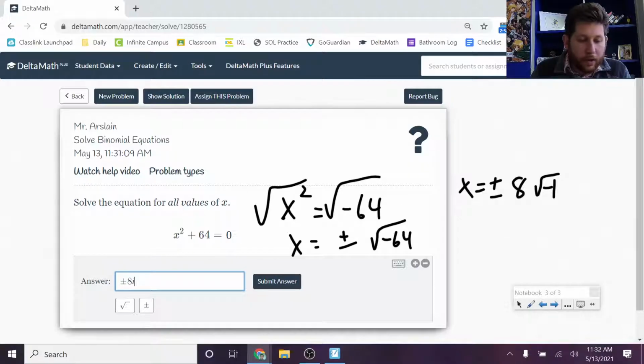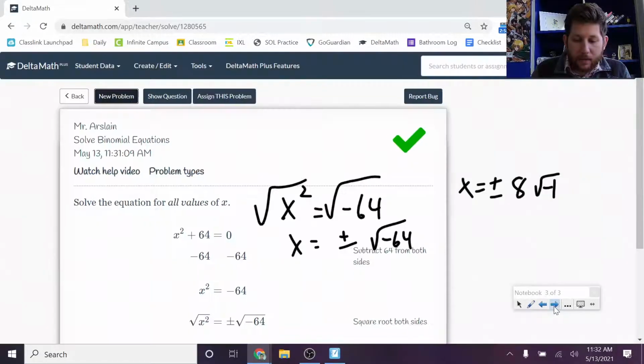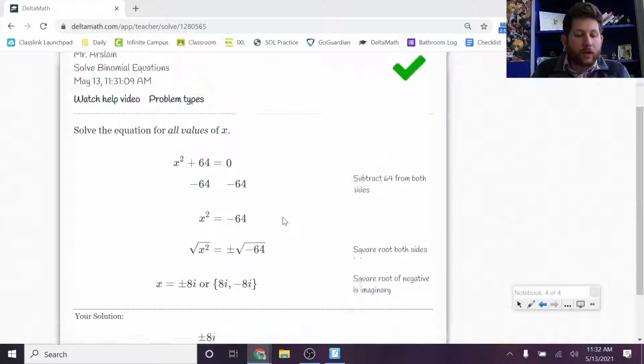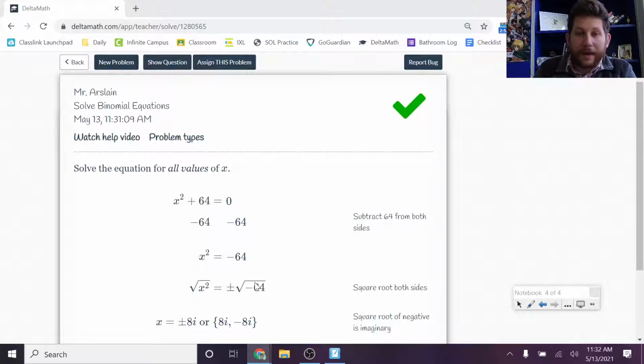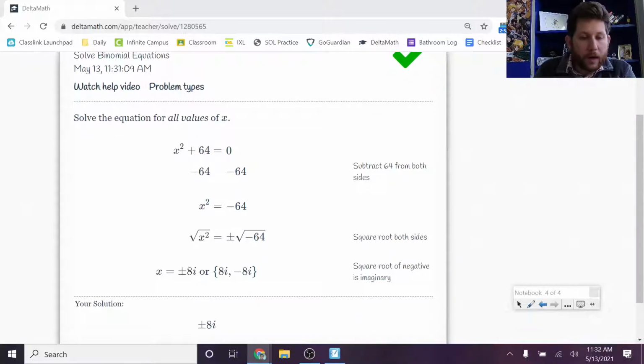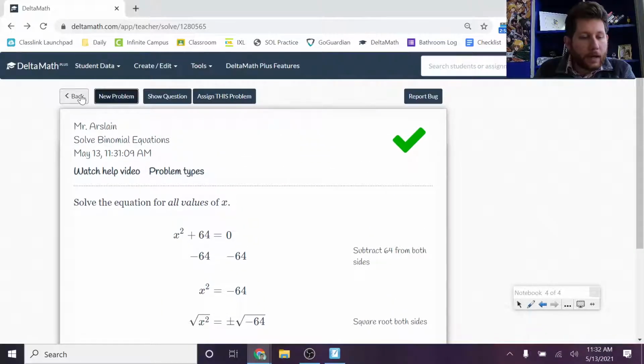Okay, and you can just type i on your keyboard. It recognizes that as an imaginary number. And let's go ahead and submit that answer. All right, and there you go. So do be on the lookout. If you've got the square root of a negative number, that means you're dealing with imaginary numbers. You're still doing the plus or minus, but you are going to have to deal with putting i at the end. All right, so that's the second one.